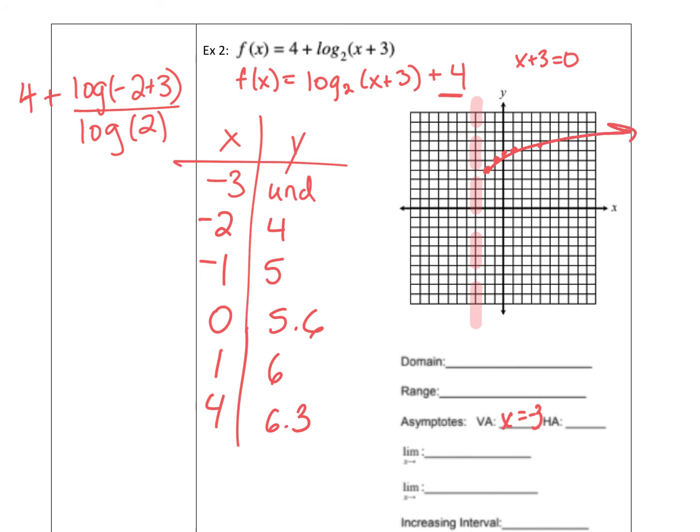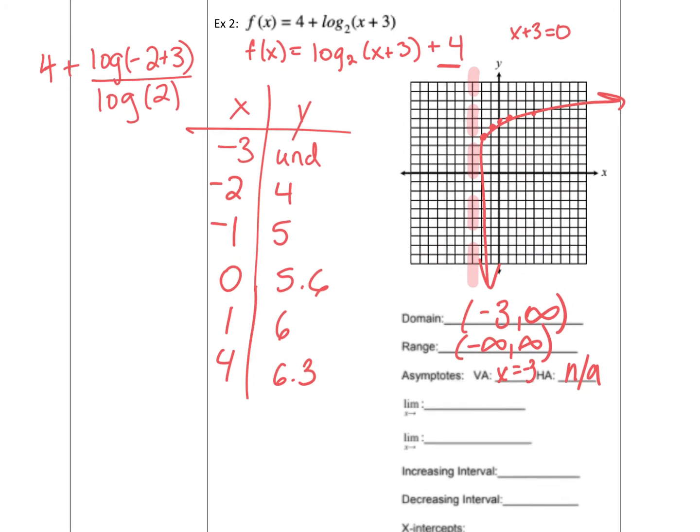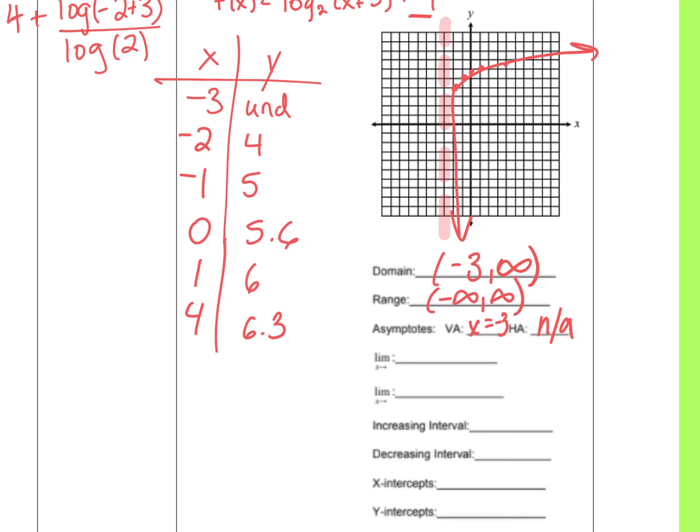All right, either way you do it, it should look something like this. Okay? Domain is going to be what? The range? Negative infinity, positive infinity. 6.8 for 4? Okay. So it should be up here. All right.